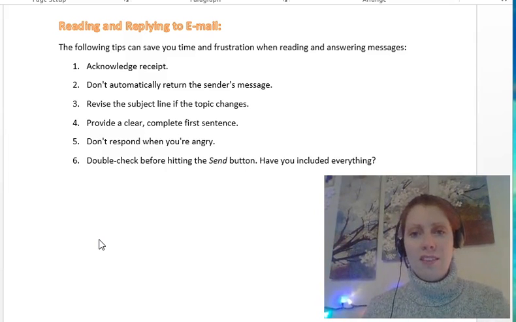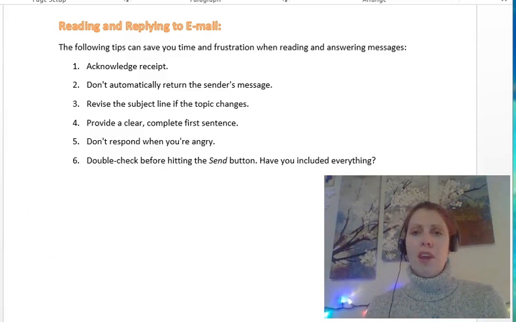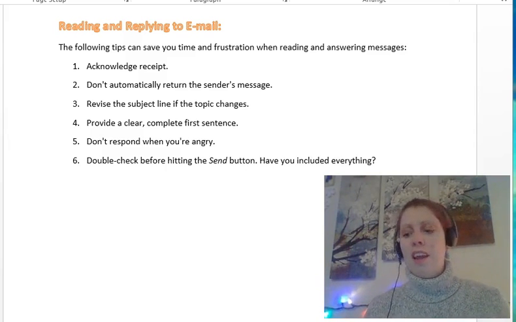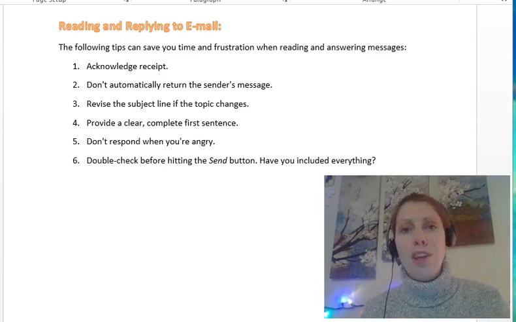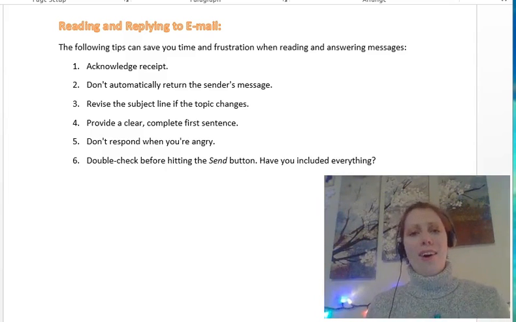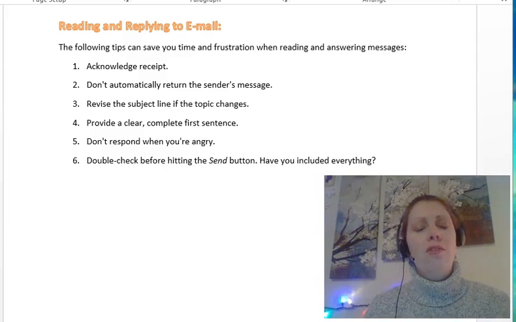Also, revise the subject line if the topic changes. You can keep replying back and forth, but if you've been talking for a whole week and you've talked about 6 different things and your subject line still says Happy New Year, change it. Also, provide a clear and complete first sentence. Avoid fragments such as "that's fine with me" or "that sounds good." Busy respondents will forget what is said earlier in the messages, so be sure to fill in the context with your perspective when you're responding.